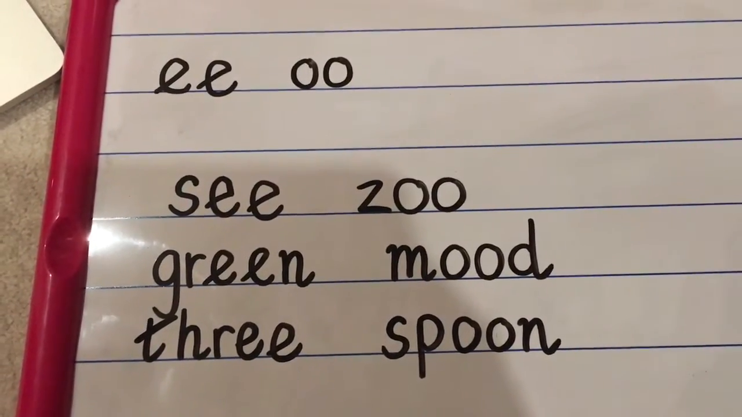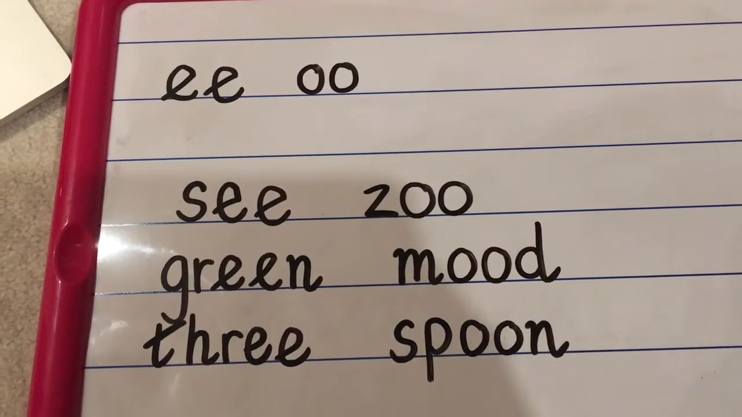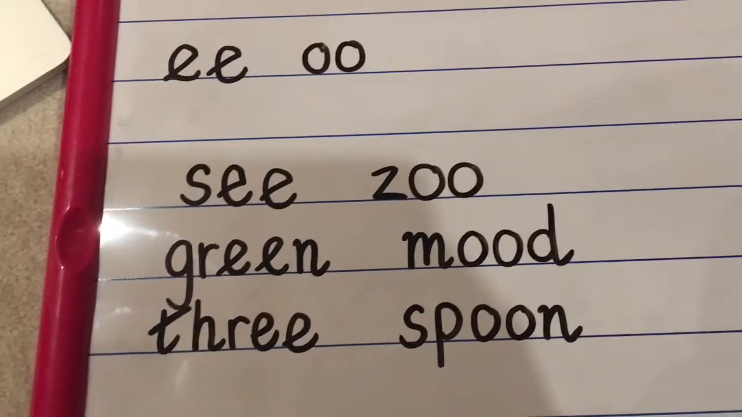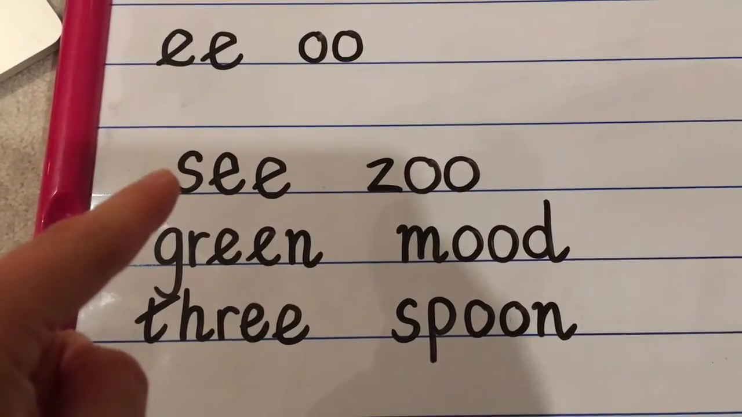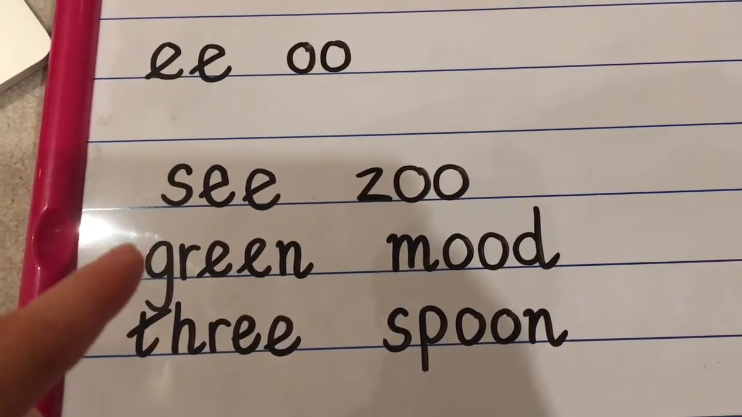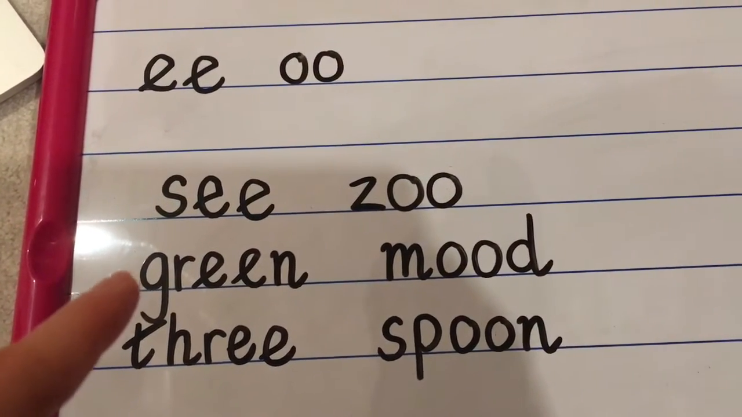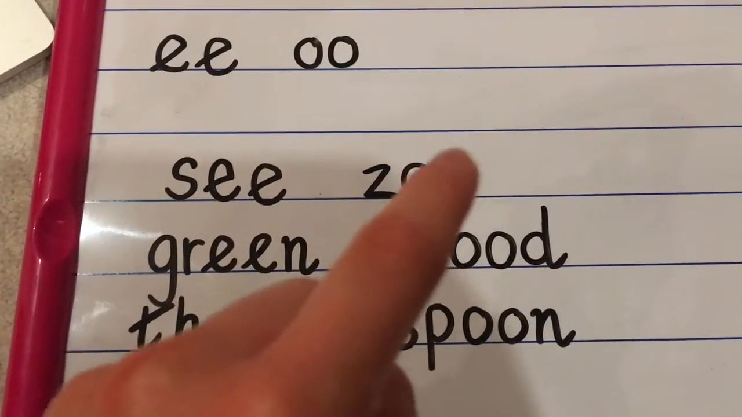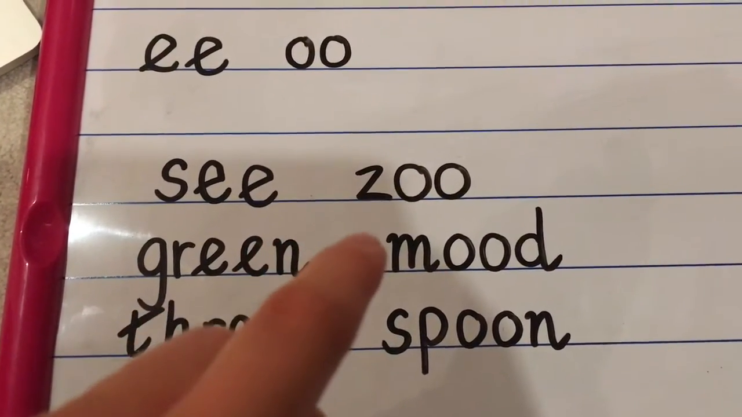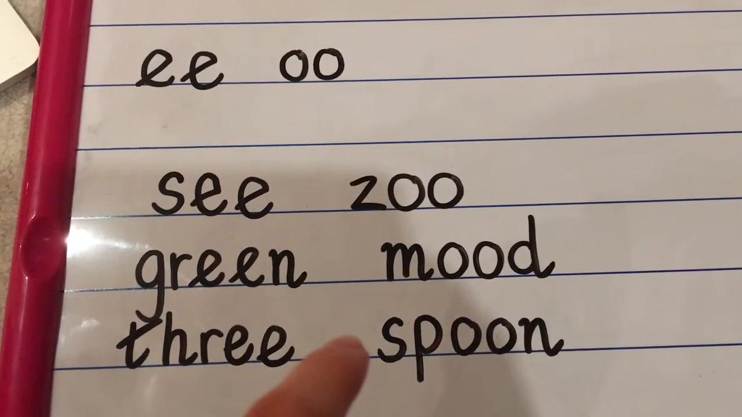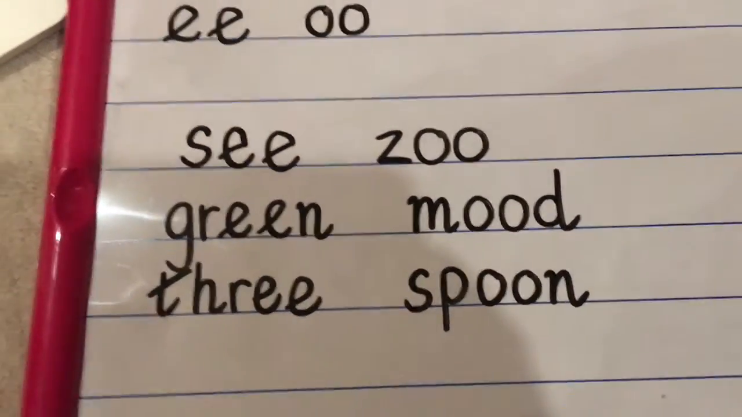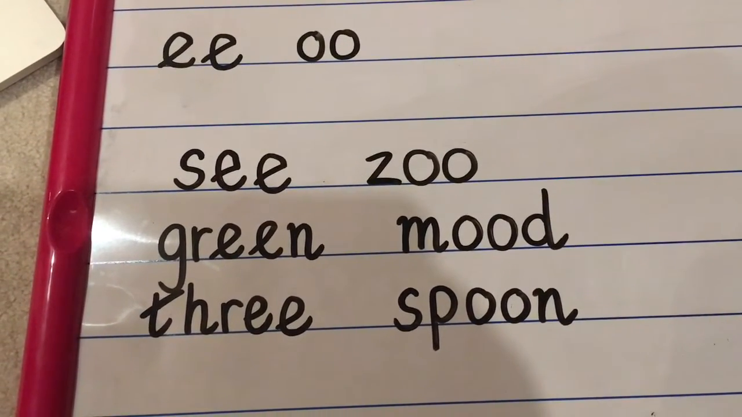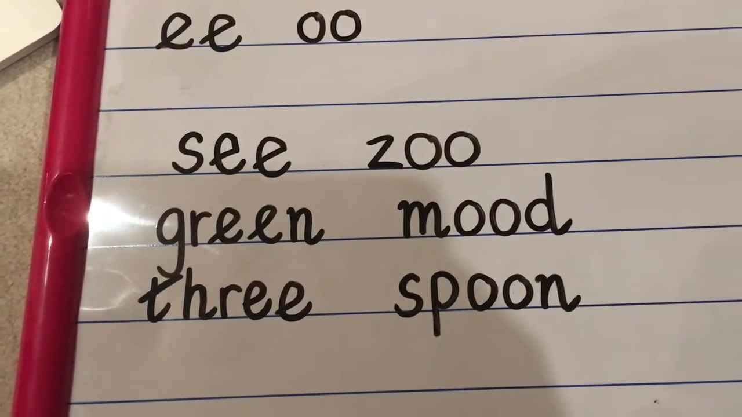So now that we know our 2 sounds are E and oo this week, I thought we'd look at some more words that contain these sounds. So as we mentioned before, we've got the word see. You could also use the word green and the number 3. For our oo sound, we've got zoo, mood, spoon. And there are many more words that could be used. If you paused at this point, you could see if you could think of any more words that we could add to our list.